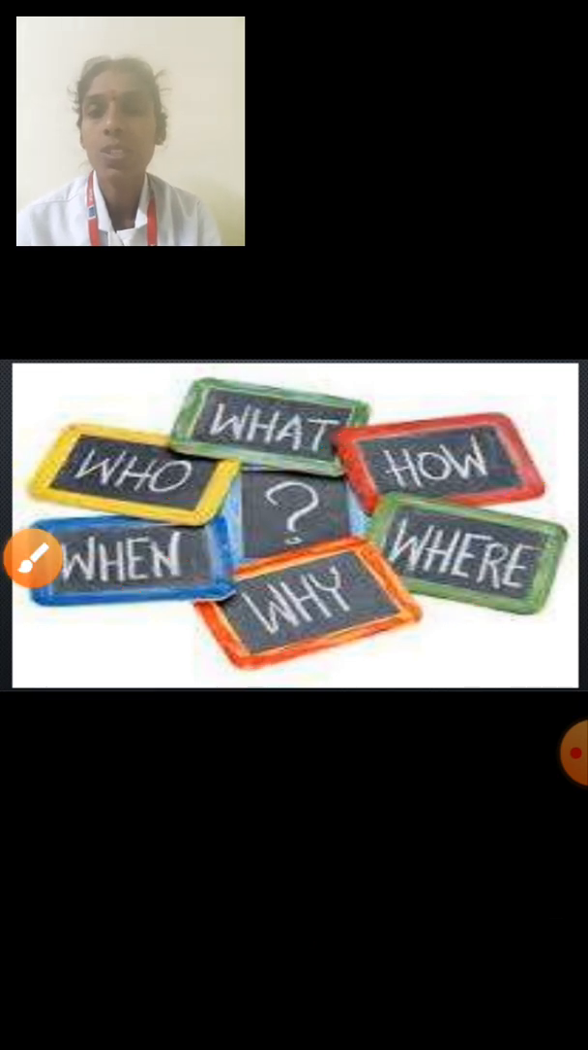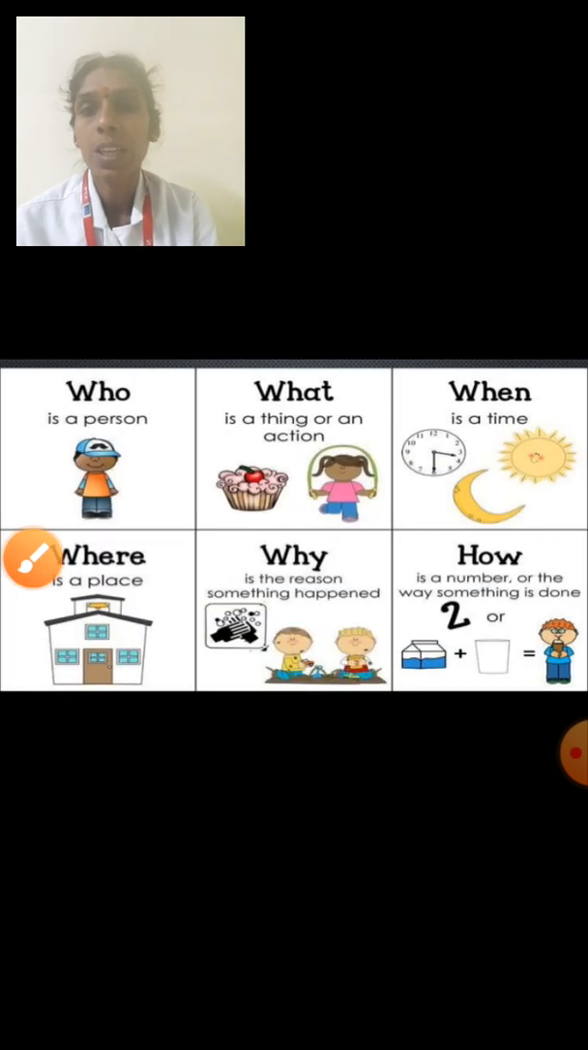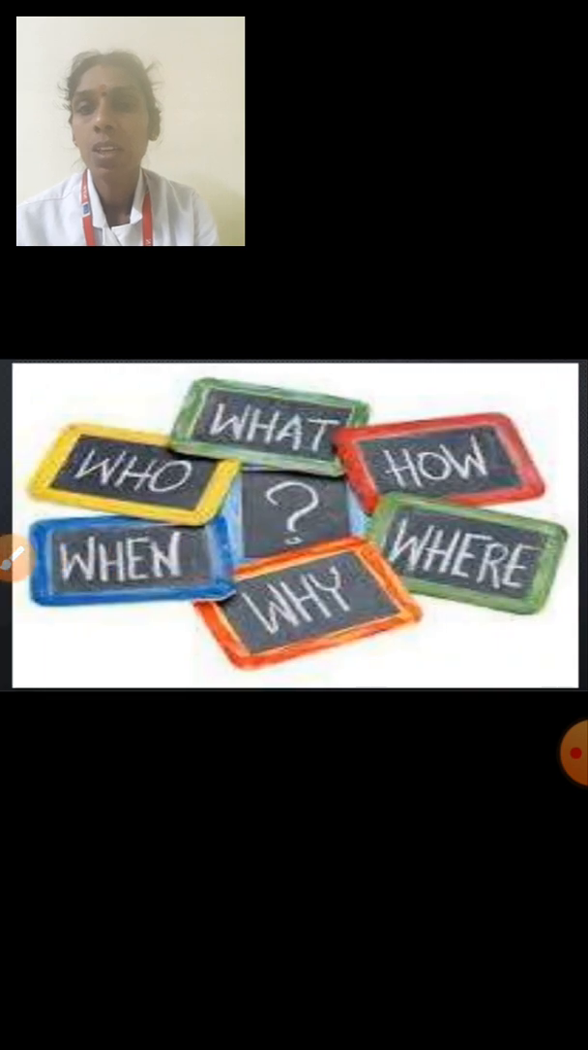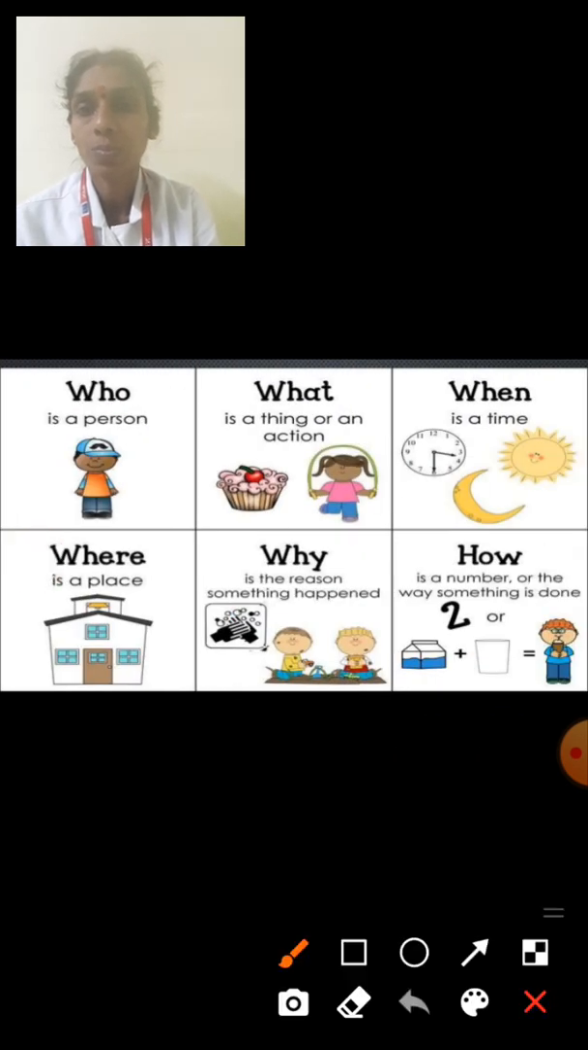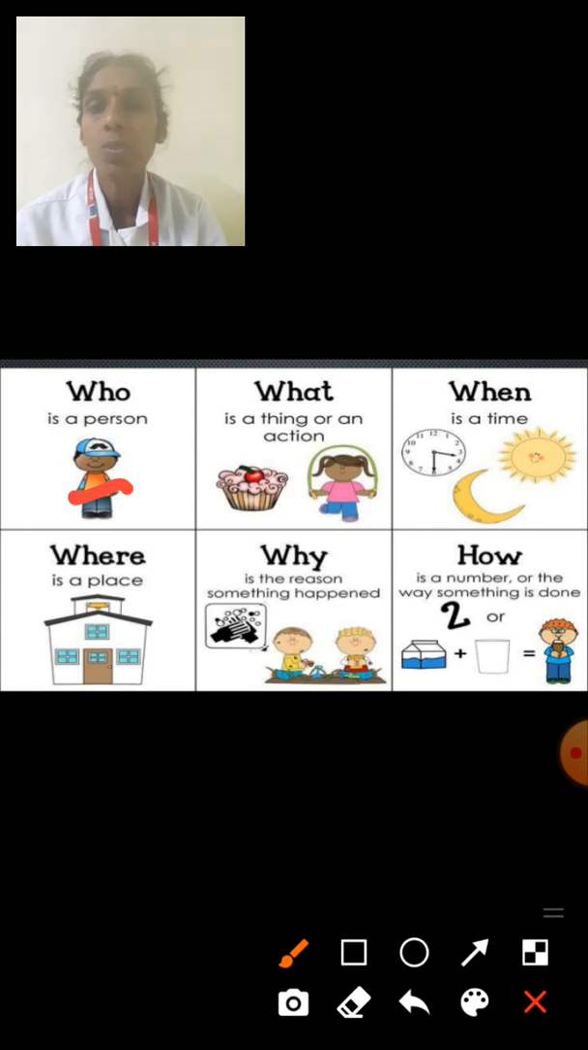How will you use the question words? Let me see. Who is used for a person. What is used for a thing or an action. We use a question to ask about any thing or any action, so we will use the question word what.